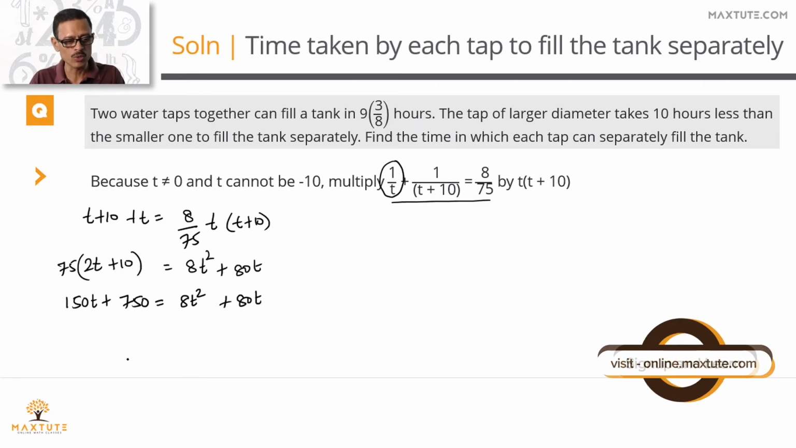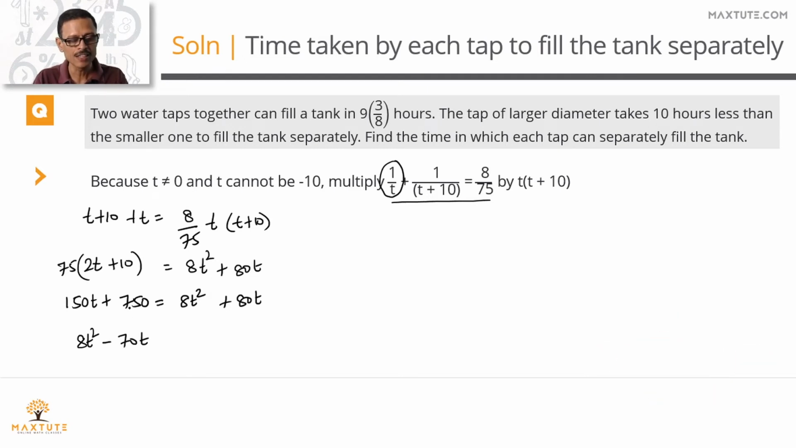Let's take all terms to one side. So we'll have 8t square, 80t minus 150t will leave us with minus 70t, plus 750 when it comes to the other side is going to become minus 750. This equals 0. This is a quadratic equation we're going to be solving. If it is factorizable, let's factorize and find the answer. If we cannot factorize it, let's use the quadratic formula to get the answer.